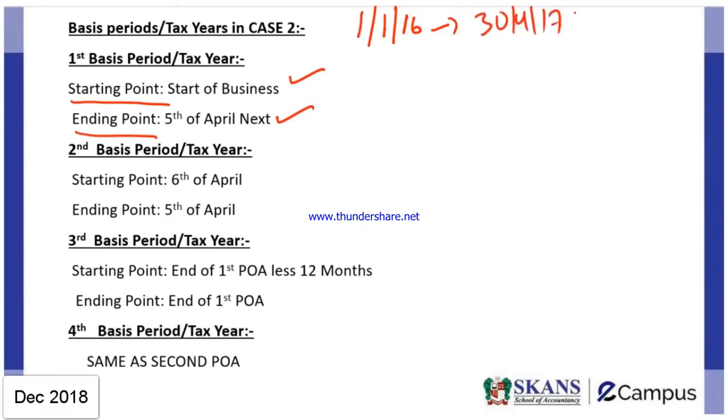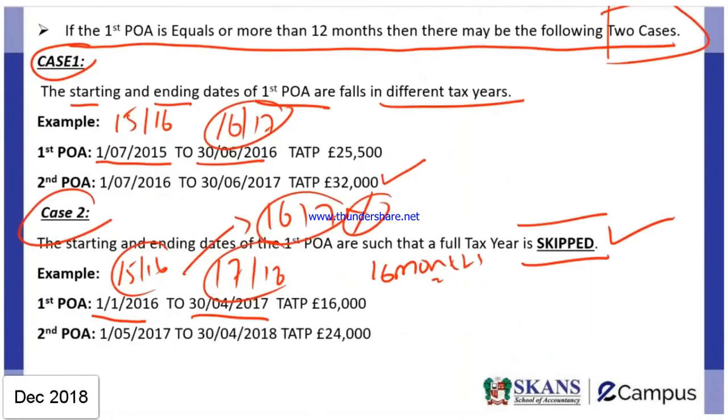So for the sake of easiness, I write the information here. What is the start of business? Start of business is January 16, and then it says 5th of April next. In this case, the 5th of April comes very near after 1st January, and this gives an answer of 3 months, and the profit is assessed in 15/16. What is the amount? I have to apportion the profit.